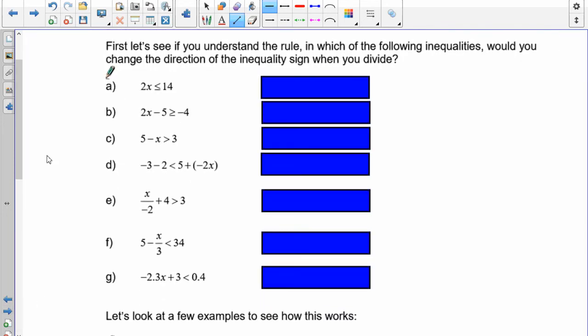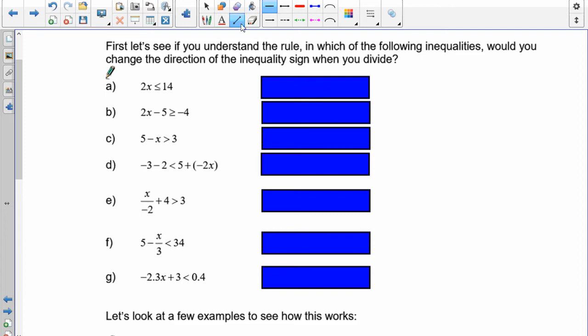Okay, so let's see if you can understand the when and when not to. I want you to go down through these, and you're going to see a yes, no on your right-hand side. I want you to tell me whether or not, when you do the next multiply or divide in these questions, you would have to change the actual inequality sign. So pause the recording and go through and do A to G.